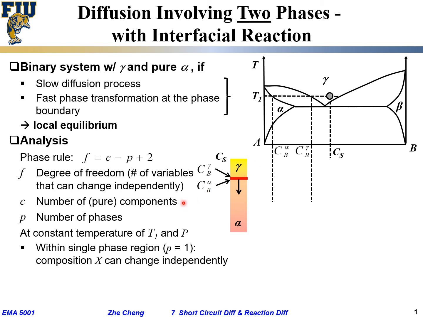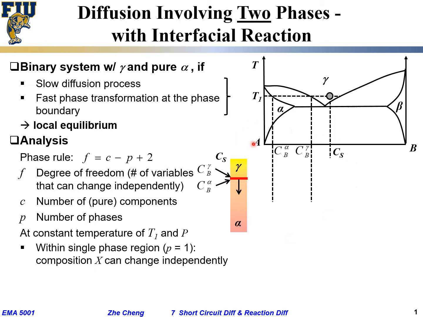Binary system, C is 2, and the single phase, which means P equals 1. 2 minus 1 plus 2, totally 3 degrees of freedom. But on the other hand, if we fix temperature at our chosen temperature T1, if we also fix pressure at our ambient atmosphere, then we are only left with 1 degree of freedom, which means there's only one intensive parameter that can change. And what is that intensive parameter? It will be the composition, X, or molar fraction.